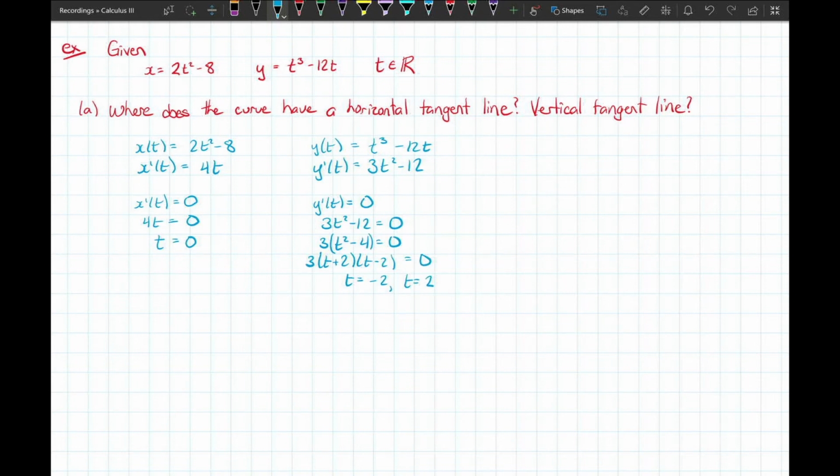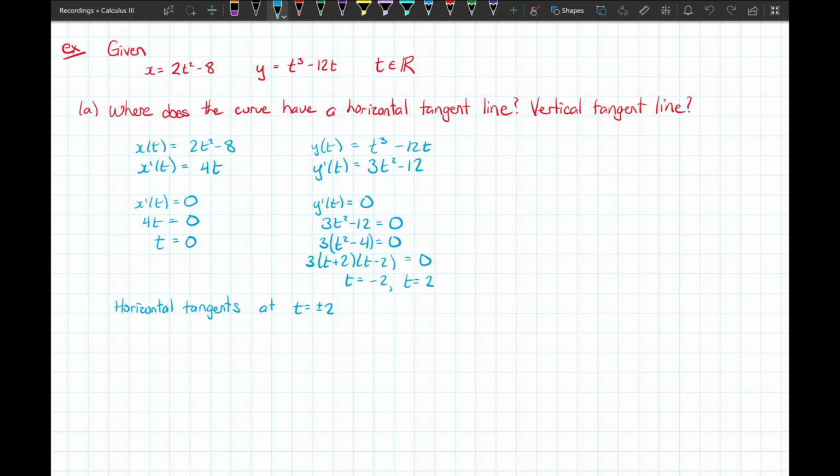Now, remember, a horizontal tangent line is essentially where our horizontal velocity is non-zero and our vertical velocity is equal to 0. In other words, it is when y prime of t equals 0 and x prime of t does not. And we can see from our calculations here that that occurs when t is equal to plus or minus 2. Don't forget to check that x prime of plus or minus 2 is non-zero.